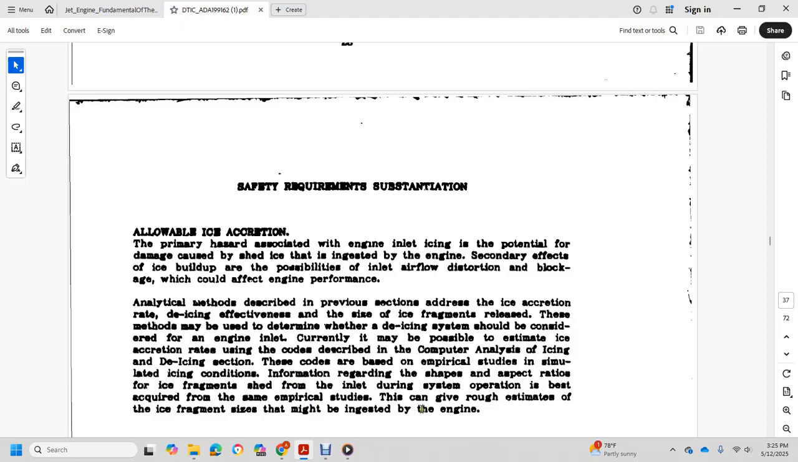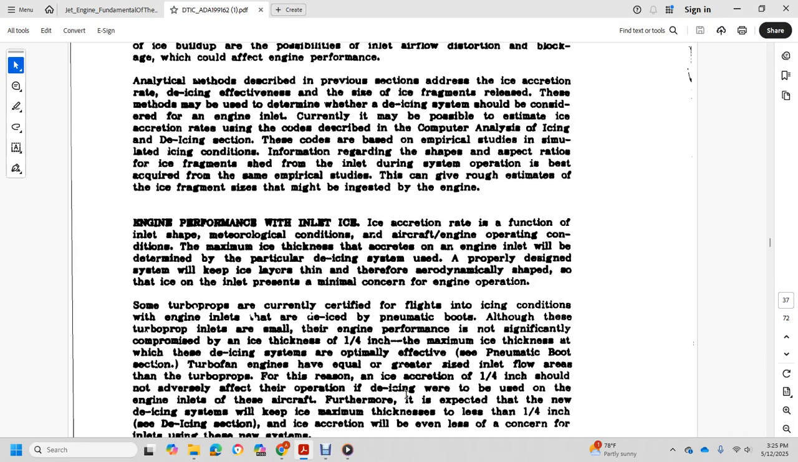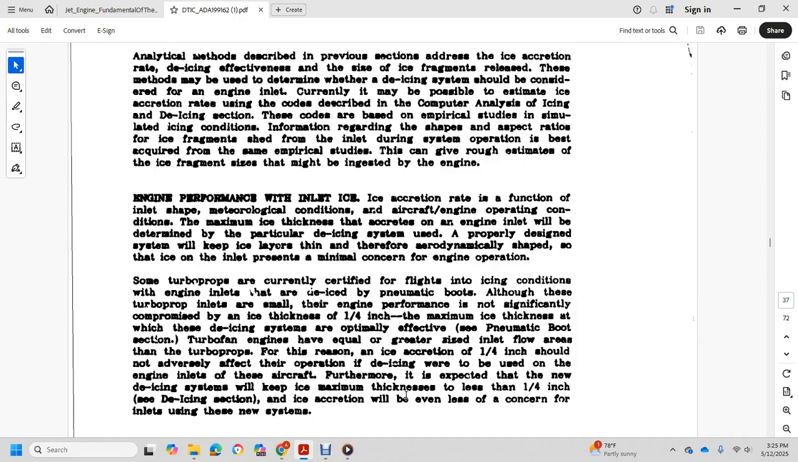size that might be ingested by the engine. Performance for the inlet ice: the ice accretion rate is a function of the inlet shape, the meteorological condition, the aircraft, and the engine operating condition. The maximum ice thickness created on the engine inlet will be determined. The particular de-icing system should be properly designed so as to keep the ice layer thin and therefore aerodynamically shaped, since inlet pressure is a minimum concern for engine operation.